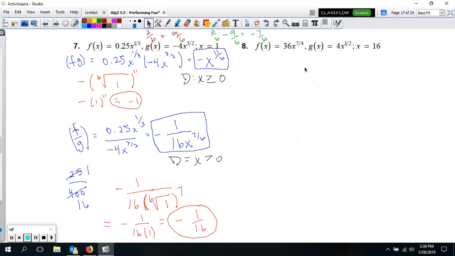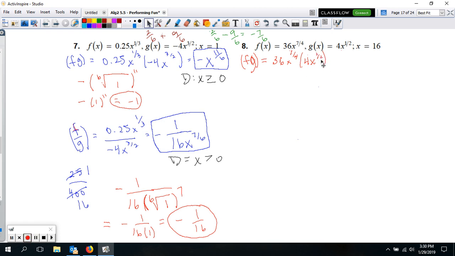Okay, number 8, starting with the f times g. So we'll multiply these together. So that's going to be f with the 7/4 exponent, and the g with the 1/2 exponent. We're going to multiply 36 times 4, the big numbers. You can use a calculator, or you may know that one. So 36 times 4 for the big number.